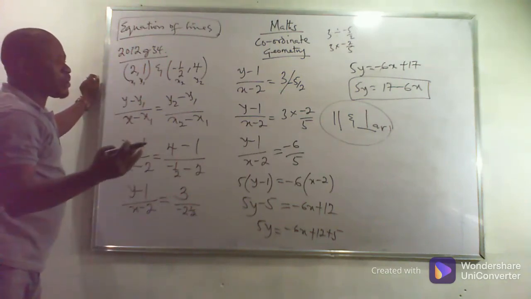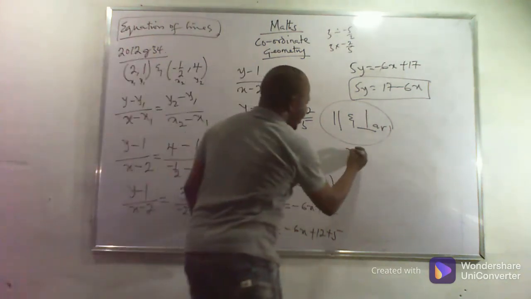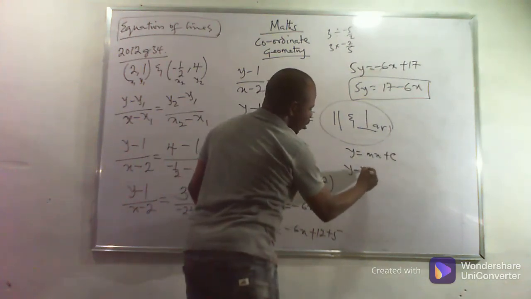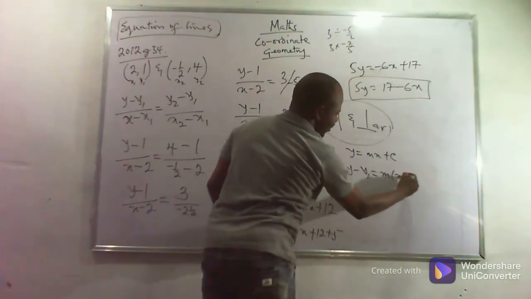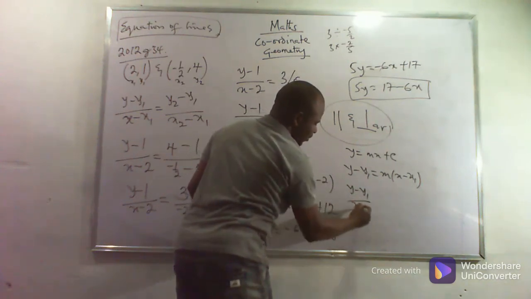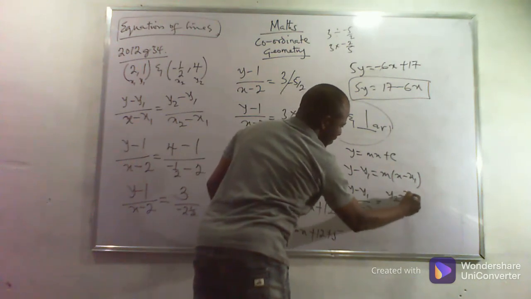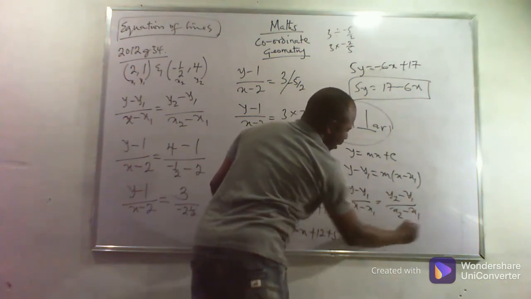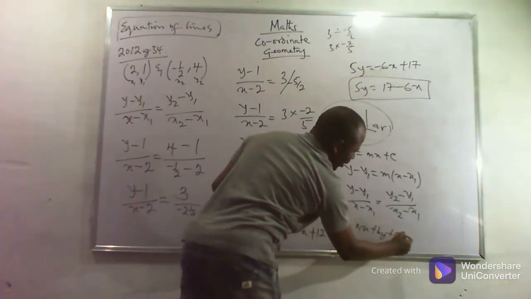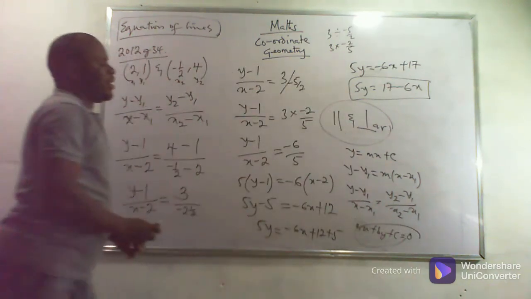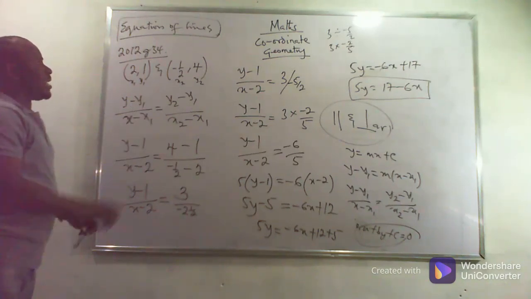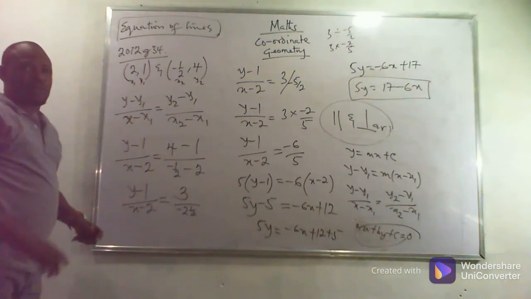So the 4 forms of equation of lines that we have: gradient and intercept form, gradient and 1 point, then we have 2 points, and we have the general ax plus by plus c equals 0. So these are the 4 forms of the equation of a line. Look in your past questions and search for questions under equation of line. So long.